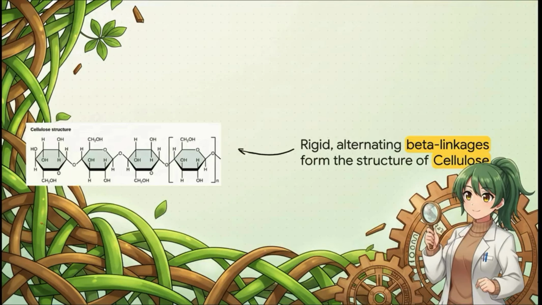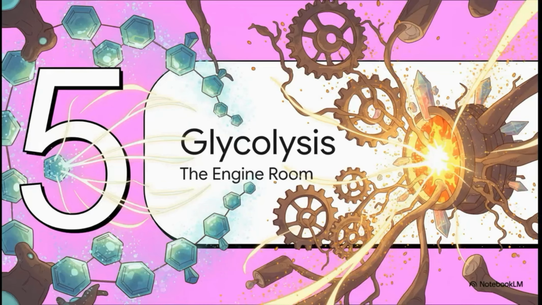This creates a really rigid, tough, fibrous structure instead of a squishy energy storage molecule. It forms the cell walls of plants, and is quite literally one of the most abundant organic compounds in the entire biosphere. So just changing the angle of the chemical bond turns food into wood. How crazy is that? All right, final chapter, Section 5, Glycolysis and Gluconeogenesis, the engine room.